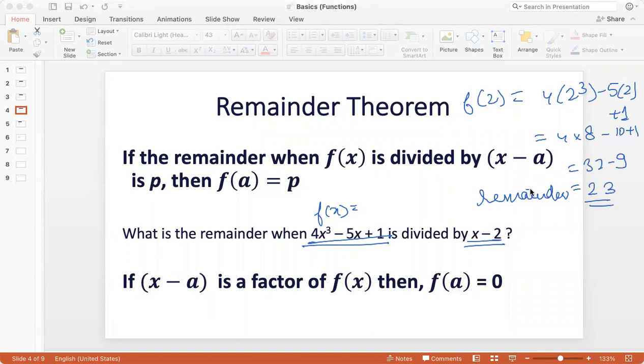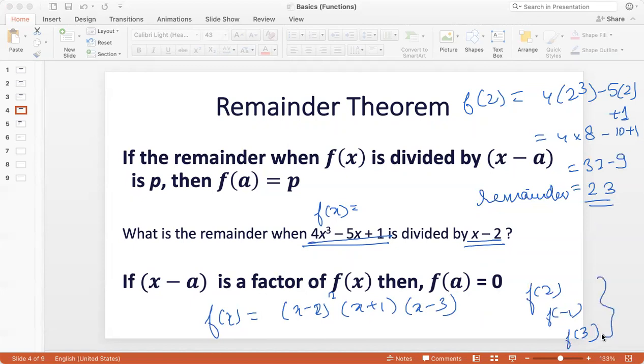And what is the corollary from this? If x minus a is a factor of f of x, then the remainder should be 0. So if x minus a is a factor of f of x, then f of a is 0. And we already know that if the function is represented as (x minus 2) whole squared, (x plus 1), (x minus 3), then f of 2, f of negative 1, and f of 3, all these three are 0, because when you put x equal to 2 or negative 1 or 3, the function becomes 0.